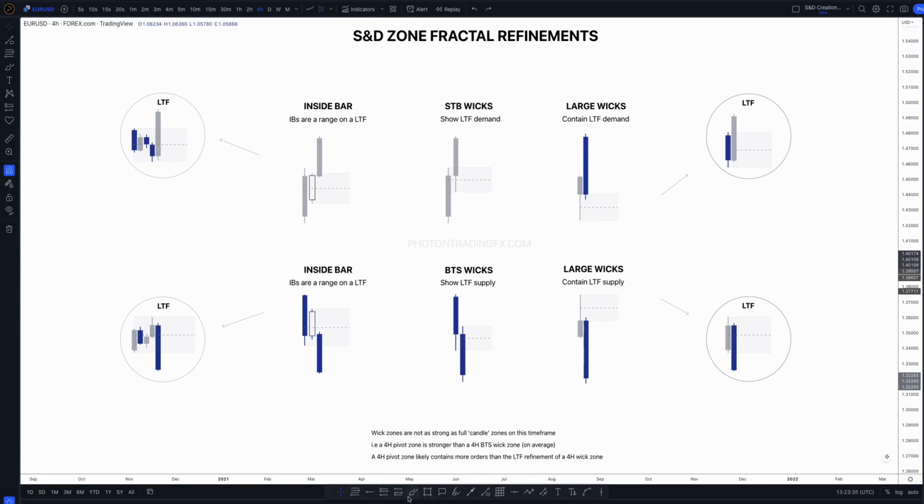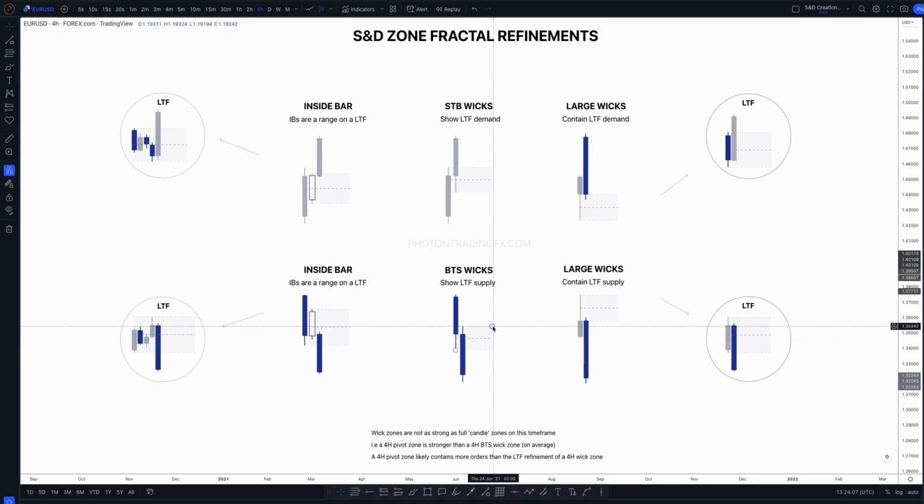I know this is low time frame, but imagine this is the 4 hour and you have a 4 hour full candle body zone like this, a full pivot zone. That to me is a proper 4 hour zone. It's a true 4 hour supply zone. If we then have this on the 4 hour chart, it's 4 hour wicks, but it's not really a 4 hour zone. It's not a proper 4 hour candle zone. This to me is just a way of viewing that there's an M15 supply zone here, but I can see it on the 4 hour time frame.